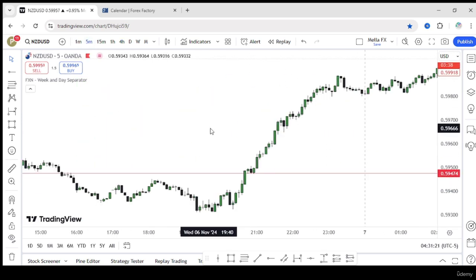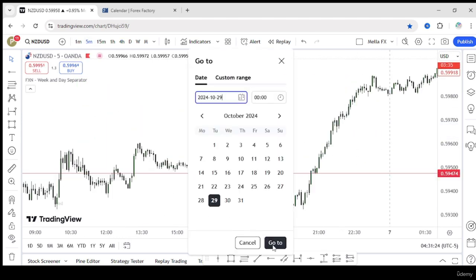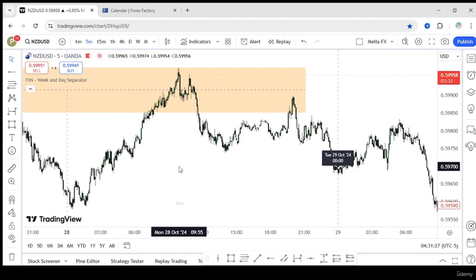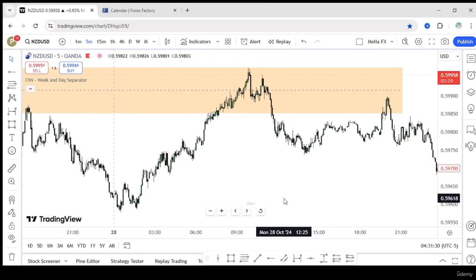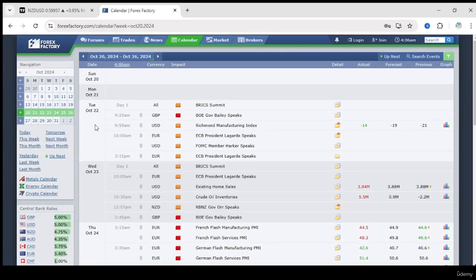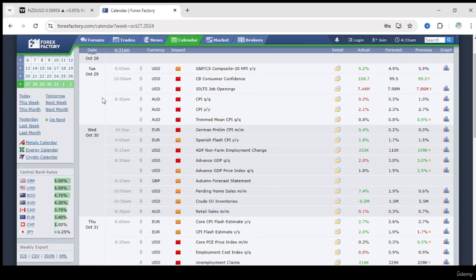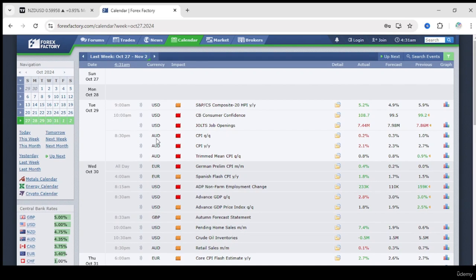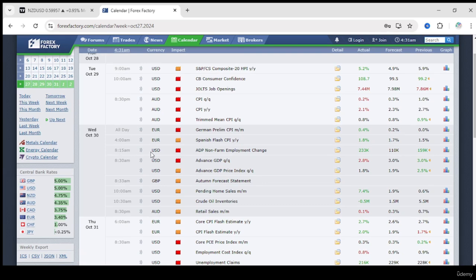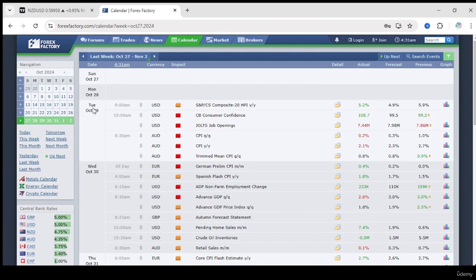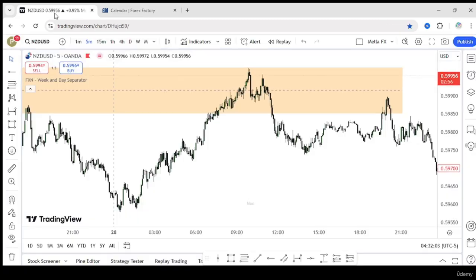Before I forget, we'll also look at the economic calendar of that day to see if there is any news. So this is the 28th of October. We had no news on Monday, but on Tuesday we had just AUD, but you had USD. And on Wednesday, but we are looking at the 28th. So in this week, on this particular day, Tuesday, we did not have any news aligned to our session zone, but we just had USD news.